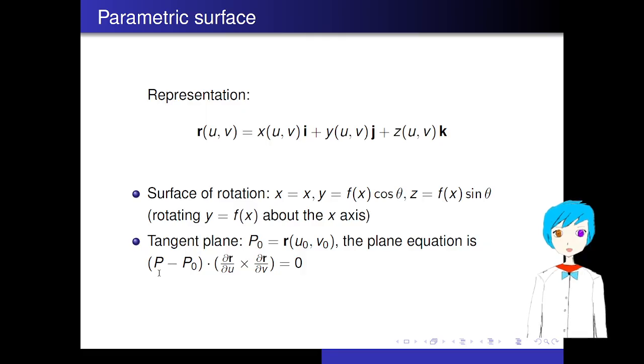It is relatively easy to get the tangent plane of a parametric surface. Suppose we have a point P0 (u0, v0) on the surface, then the equation of the tangent plane that passes through the point P0 is (P - P0) · (∂r/∂u × ∂r/∂v) = 0. P is a setting point on the surface. ∂r/∂u × ∂r/∂v is the normal vector of the tangent plane.